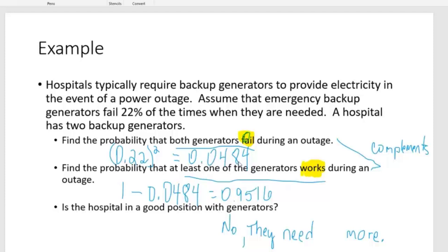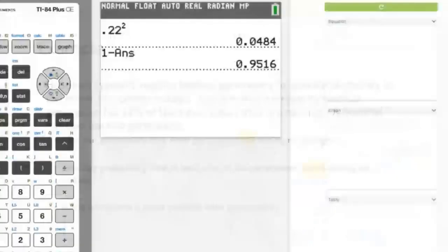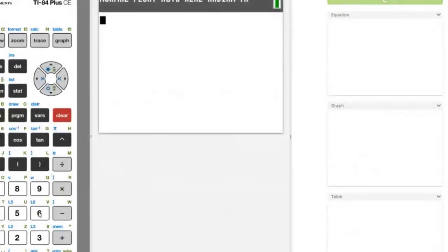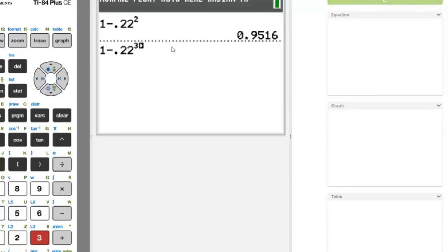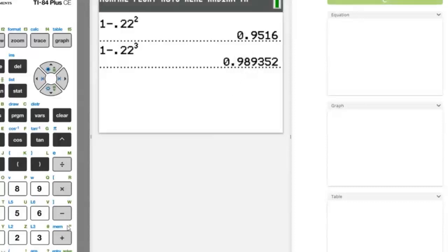Again, I got this 0.0484 by doing the probability of failure squared. So 1 minus 0.22 squared. You can see what that was. So that gave me 95%. What if I have 3 backup generators? Then essentially I could put a third. What is the complement of all 3 of them failing? That would mean at least one worked. Well, that brings it up to about almost 99%. 1 minus 0.22 raised to the 3rd.